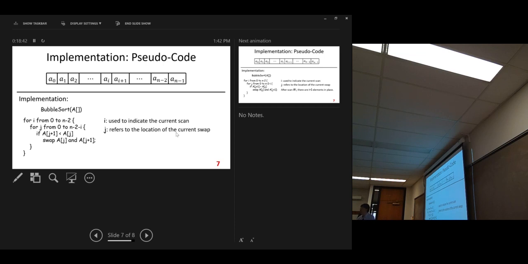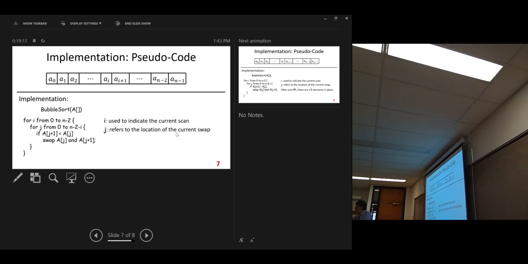Question: why does it go to n minus 2 instead of n minus 1? This element, its index is n minus 2. Actually, this is a pretty good question. Let me answer it this way. I from 0 to n minus 2, we have n minus 1 numbers.